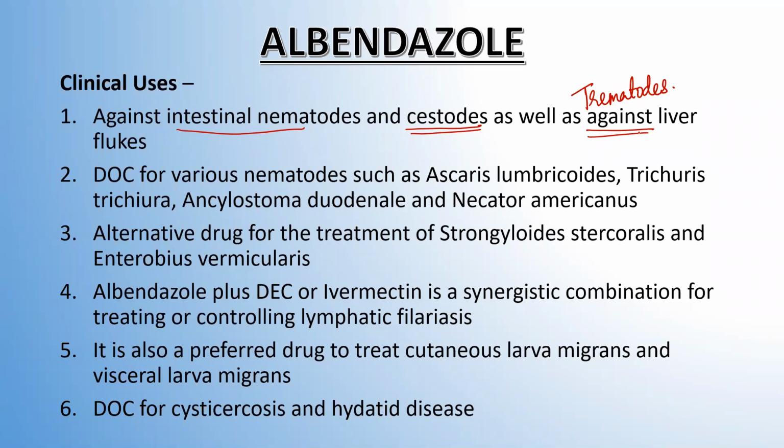Now, apart from that, it is actually a drug of choice for nematodes such as Ascaris, the common roundworm, and then you have got Trichuris trichiura, and then Ancylostoma duodenale and Necator americanus. So these are the 4 parasites against which albendazole is a drug of choice. Trichuris trichiura is actually whipworm, and both of the others are hookworms.